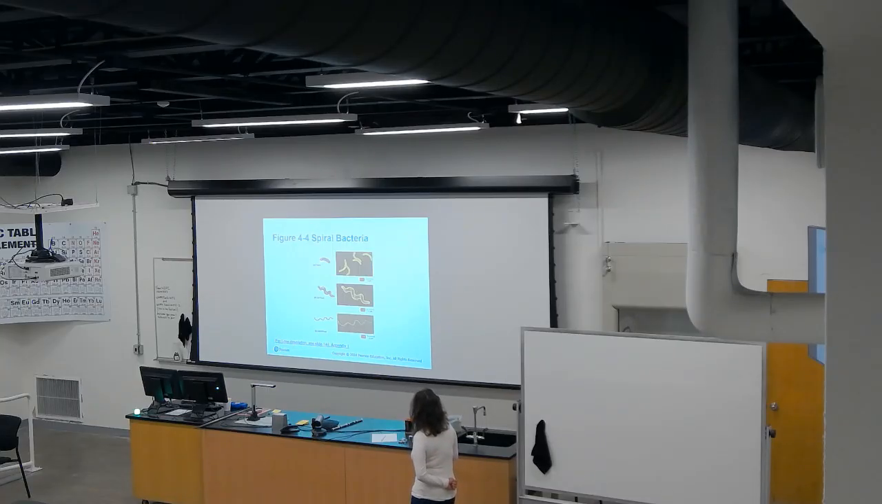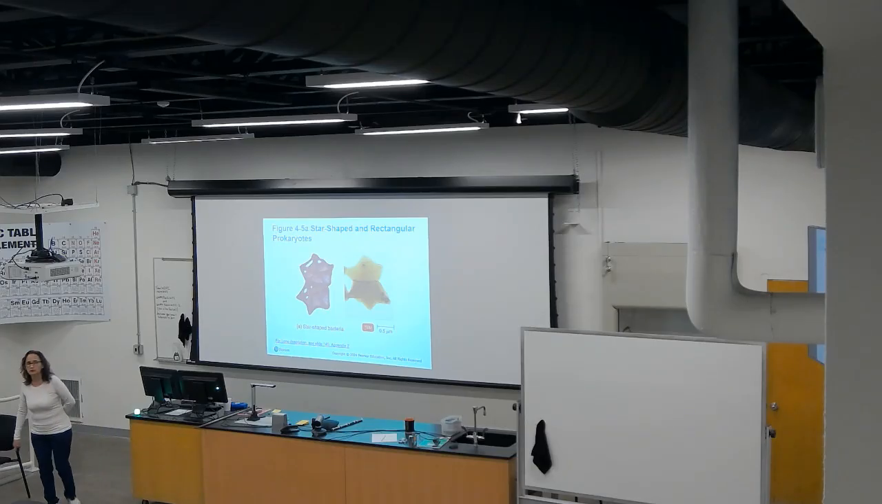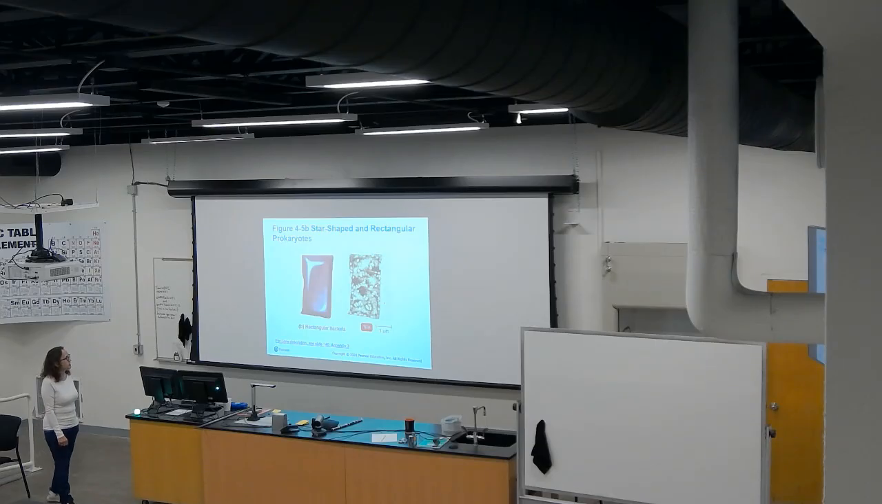So here is a view of these types of shapes. Vibrio is like a comma, very short, with a little bend. Spirillum has a spiral-like shape, like spirochetes, which are here at the bottom. These are the corresponding SEMs. This one is a little bit more slender, and this one is a little bit thicker and shorter. Here we have a star-shaped bacteria, and then here, a rectangular-shaped bacteria.